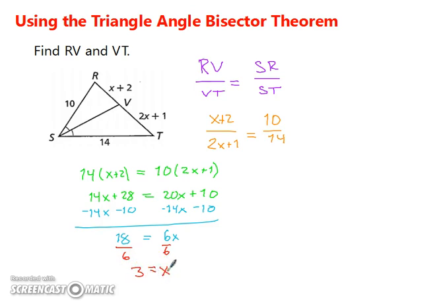We are not done yet. It wanted to know what the distance is between RV and VT. So let's substitute that in. For RV, we're going to have 3 plus 2, which is 5. And for VT, we're going to have 2 times 3 plus 1, which is 7. And that concludes our lesson on applying properties of similar triangles.